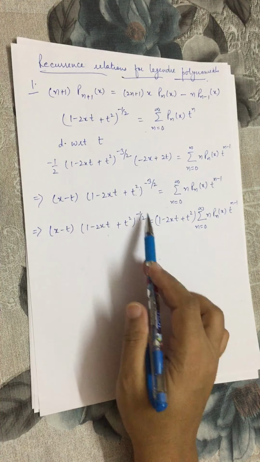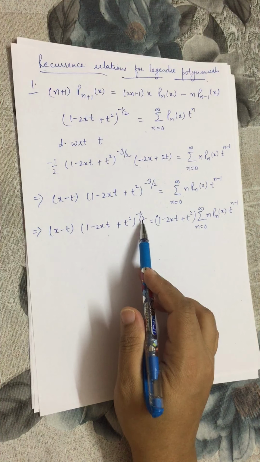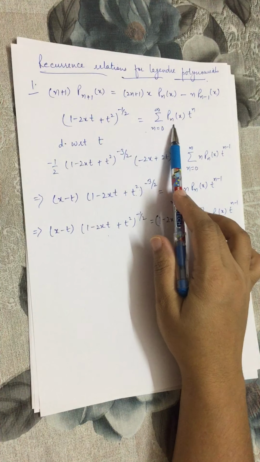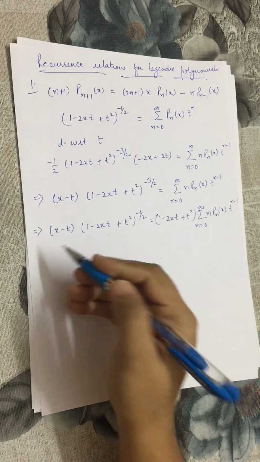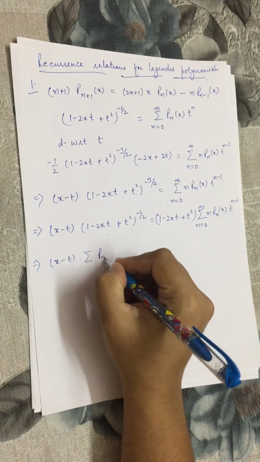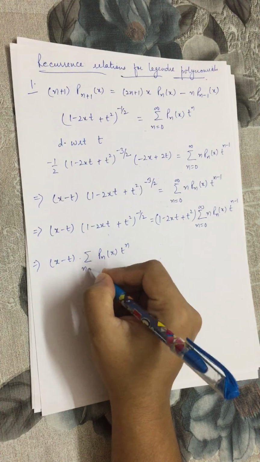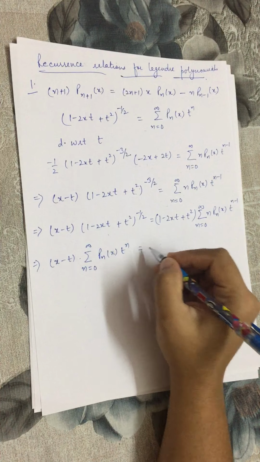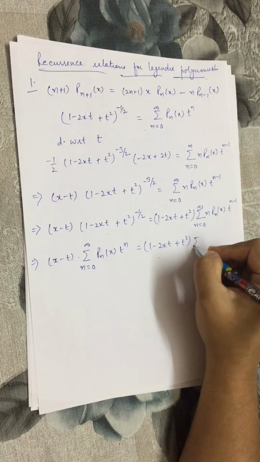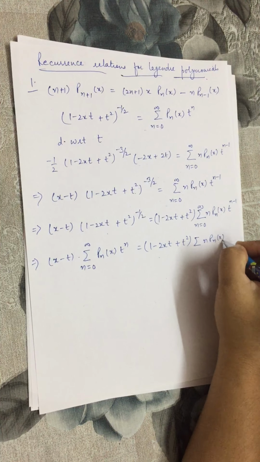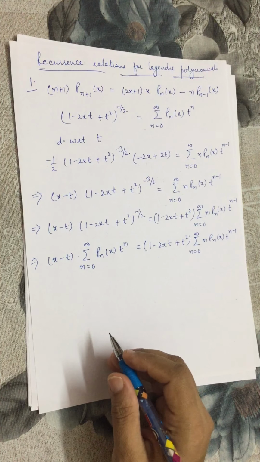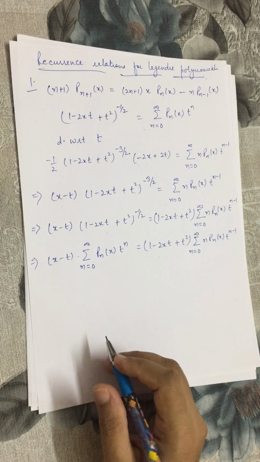Now we know this function (1 - 2xt + t²)^(-1/2) is the generating function for the Legendre polynomial, and this is equal to summation P_n t^n. So put this value here. We will get (x - t) into summation P_n(x) t^n from 0 to infinity equal to (1 - 2xt + t²) into the summation n P_n t^(n-1) from 0 to infinity. Now we compare the coefficient of t^n on both sides.